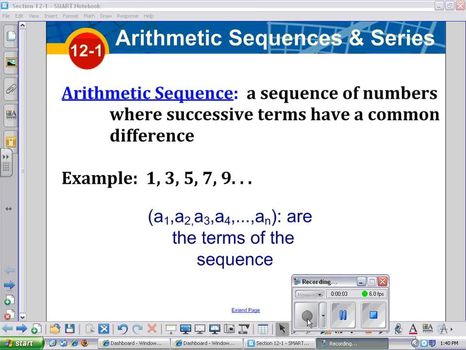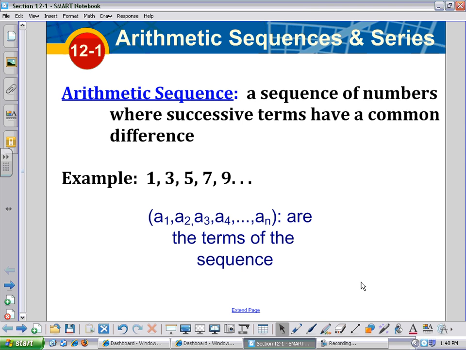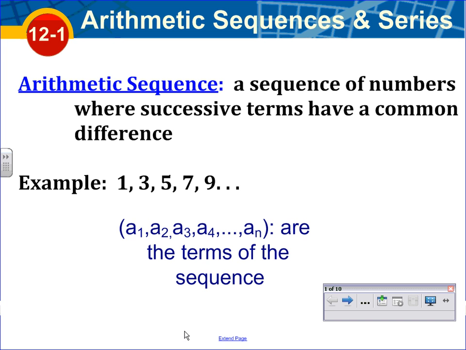Hey everybody, we're going to do some arithmetic sequences and series, chapter 8. Very exciting stuff here, so let's get going. As always, as I progress through these first couple slides, I'm going to talk a little bit about them, but then if you need to, pause the recording so that you can copy it all down.